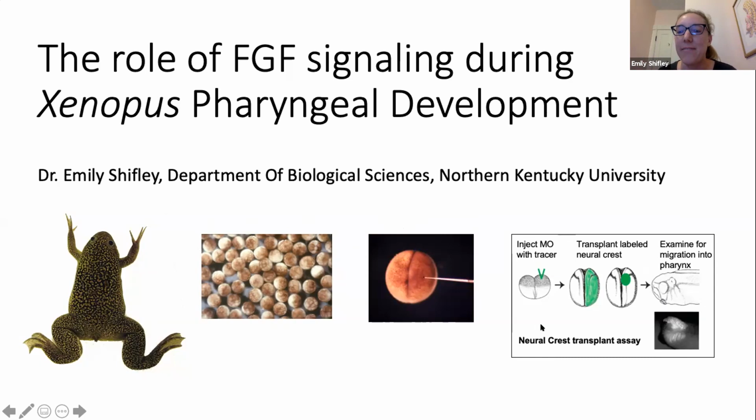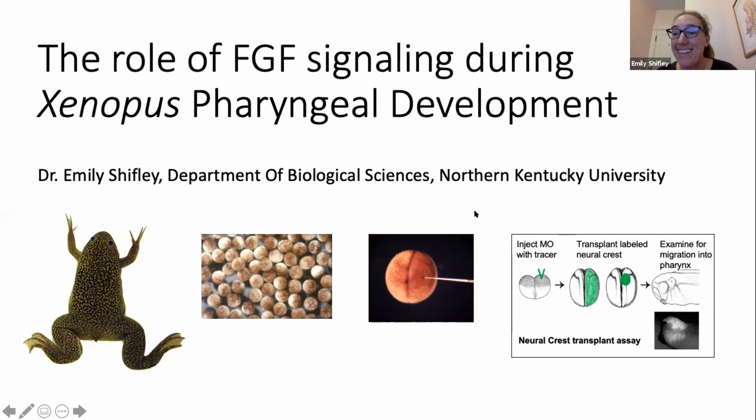And then over here, you can do cool transplants of tissues with Xenopus embryos, and they just kind of keep developing. So I can inject a fluorescent lineage tracer and then dissect out a population of cells. In this case, it's some neural crest cells, and then let those embryos continue to develop and see those neural crest cells have migrated into the pharynx in that neck region of the embryo.